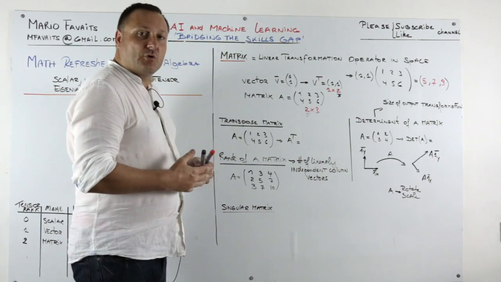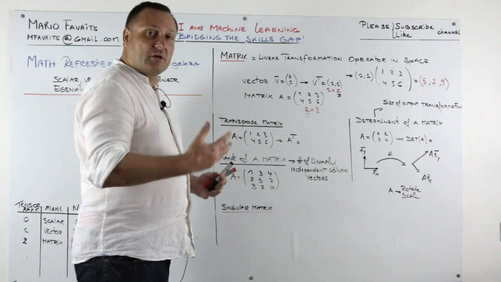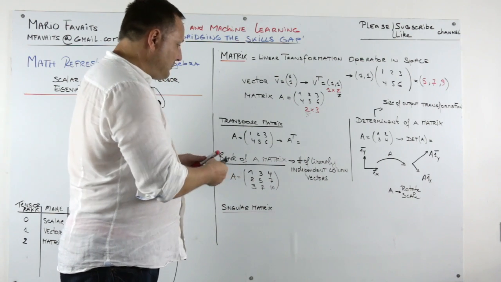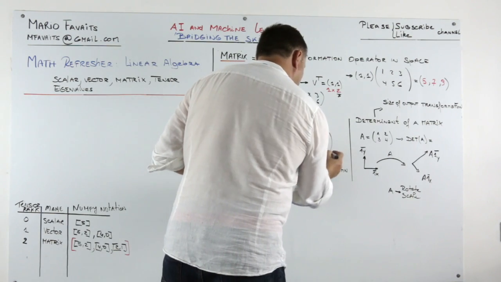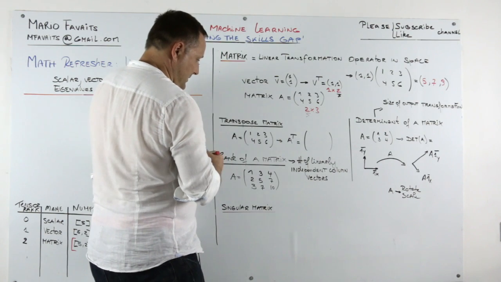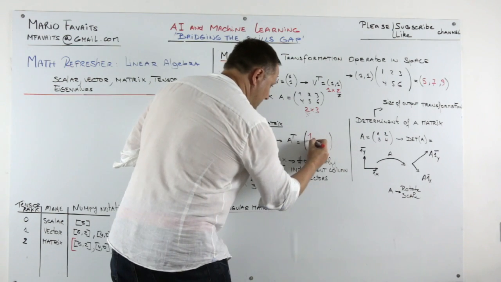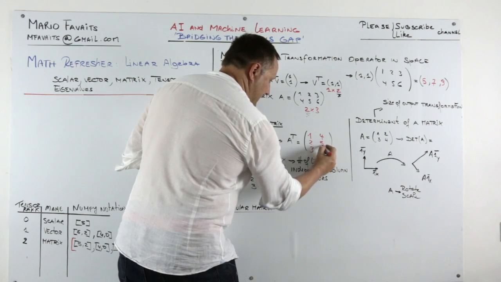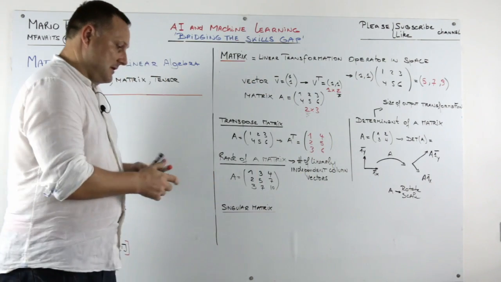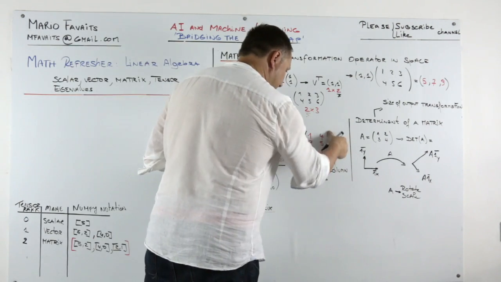Okay, transpose of a matrix. We've seen the transpose of a vector, where a column vector becomes a row vector. Transpose of a matrix is exactly the same. Rows become columns. So this will be 1, 2, 3, and this will be 4, 5, 6. This is the transpose of A.